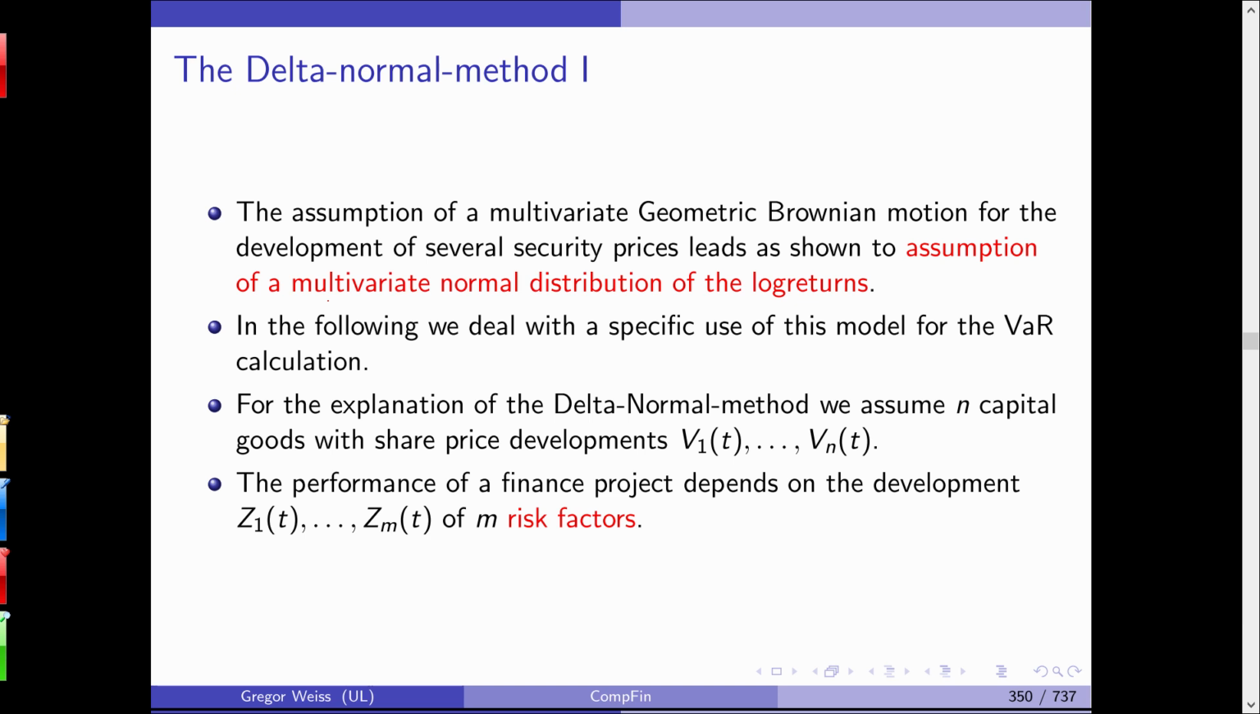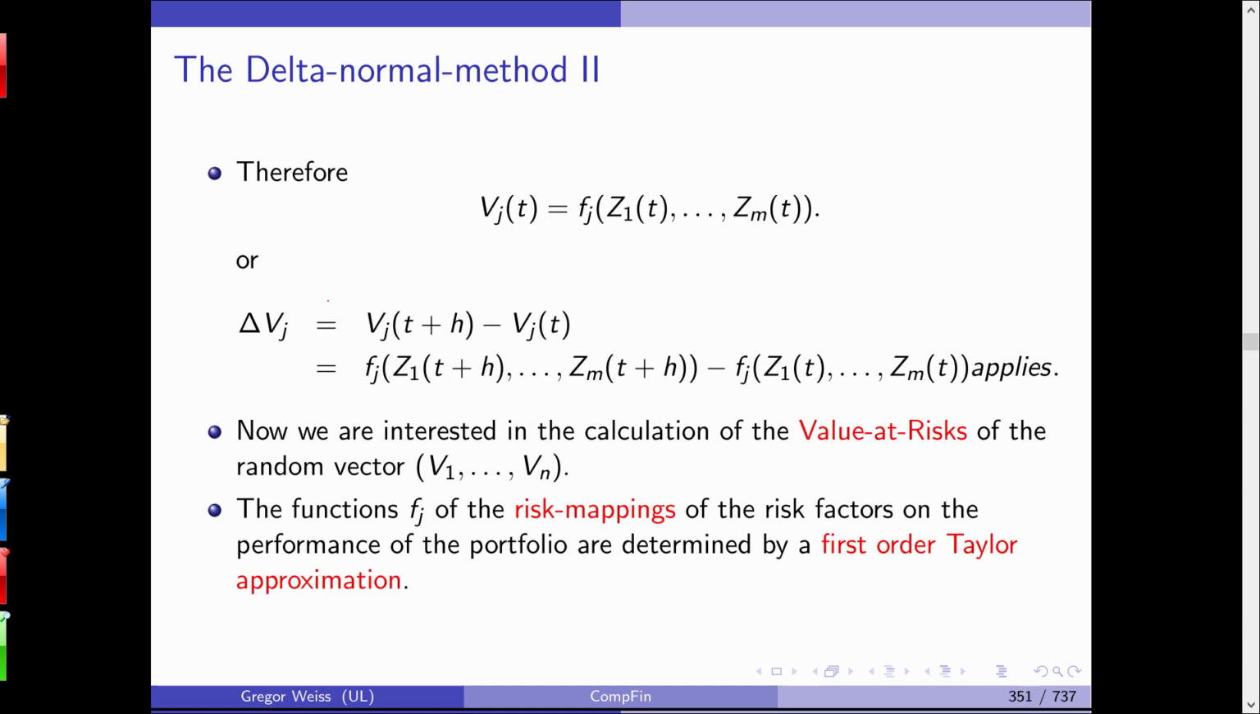Now the delta normal method. We've seen that the multivariate geometric Brownian motion leads to a multivariate normal distribution of the log returns. And in the following, we just want to shortly address the question, what can we do with it? If we are assuming geometric Brownian motion for a set of risk factors, let's call them Z1 to Zm, then these m risk factors will be multivariate normally distributed, and this makes it quite simple to estimate the value at risk of this risk portfolio.